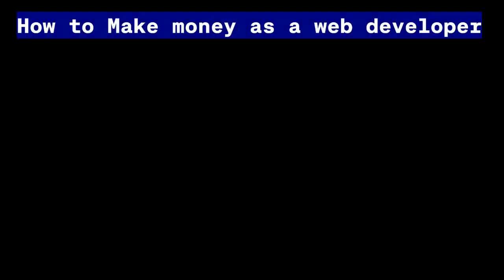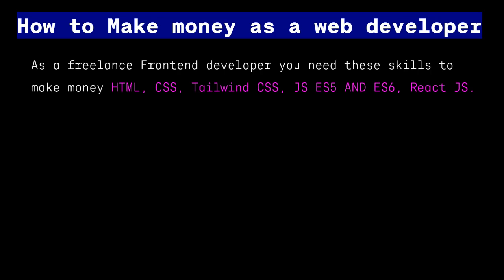Now, before I just explained to you about HTML, CSS, and then you have to start taking those next steps and learn React.js as well. So as a freelance front-end developer, you need these skills to make money. The skills are HTML, CSS, Tailwind CSS, JS, and React.js. So if you are good with all of this skill set, then you can start earning a gig on the internet.